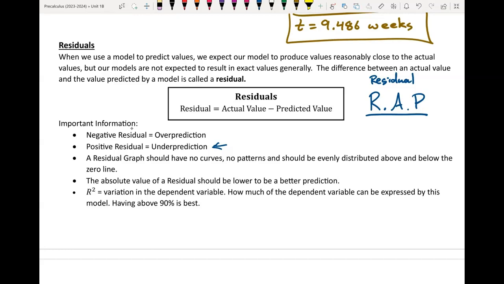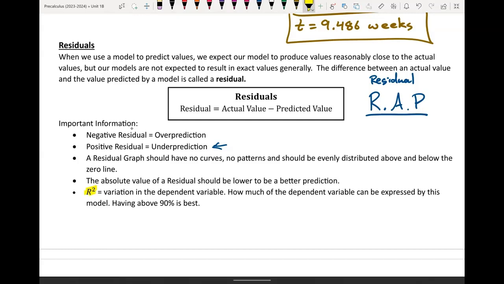So if we have a nice low residual, close to 0, that means it's a good prediction. That means the difference is small. And then R squared, this is the variation in the dependent variable. If we have an R squared that is 90% or higher, then we have a good model. Now the R squared on most of your calculators is probably not showing up. But if it does, that's what it means. It's showing you how good of a prediction model it is.